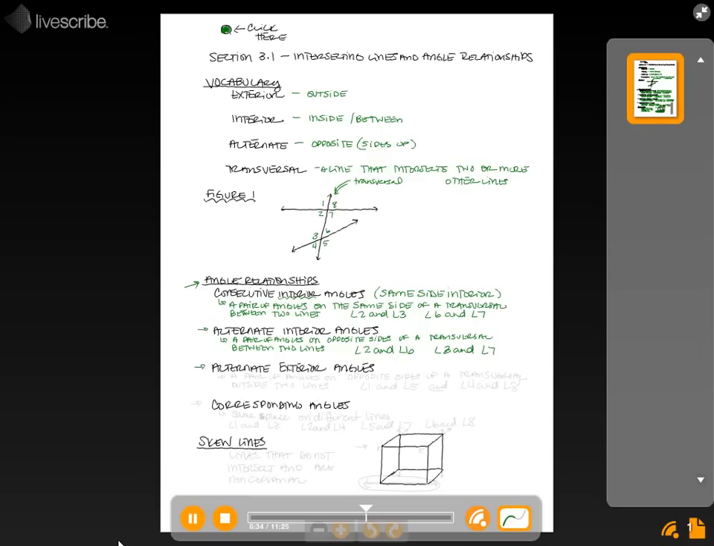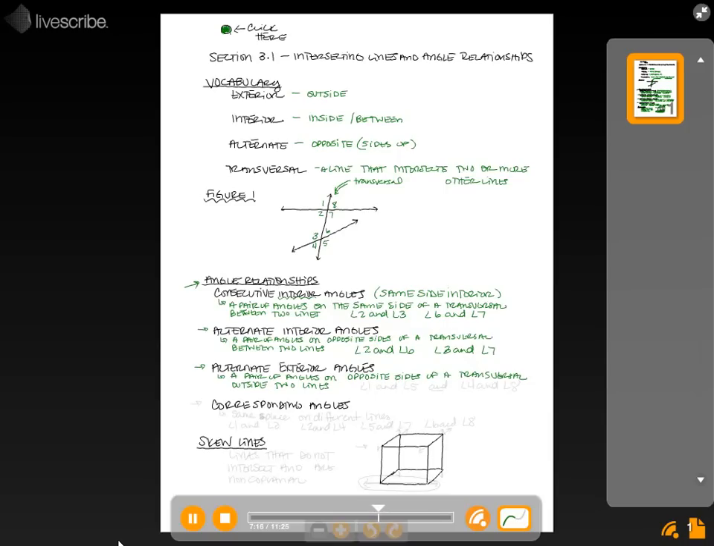Third angle relationship, alternate exterior angles. Same idea as alternate interior, except the different keyword here is exterior, which is going to mean on the outside. So its definition is a pair of angles on opposite sides of a transversal, outside two lines.